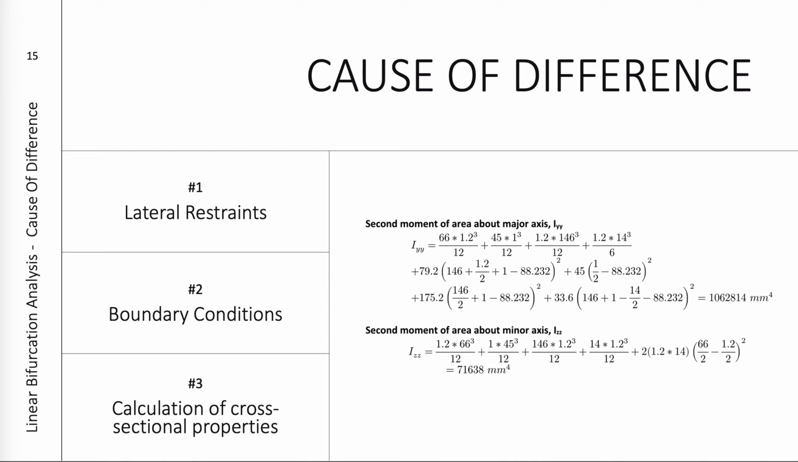The last reason for the difference is the calculation of cross-sectional properties. Stiffeners and end plates were not considered in the hand calculations of the second moment of areas, IYY and IZZ. This would have underestimated the beam's actual bending and compression buckling resistance.